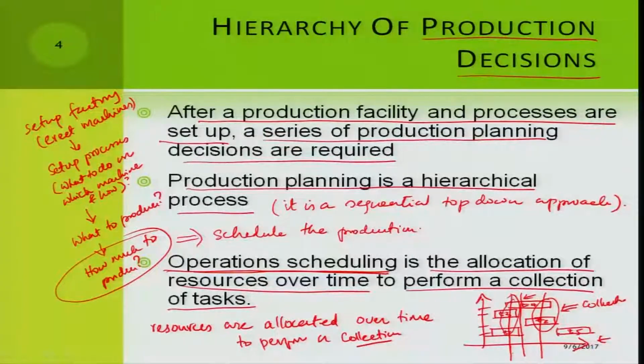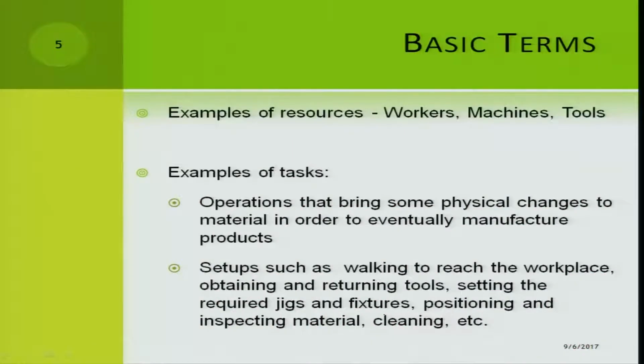So operation scheduling comes in once you decide how much to produce, then you end up deciding how to schedule the production. As I said earlier, some of the definitions: what do you mean by resource? Examples of resources are workers, machines, tools, etc. Workers, you can think about it as the manpower or the human beings associated with it, or you can think about it as the skilled laborers.